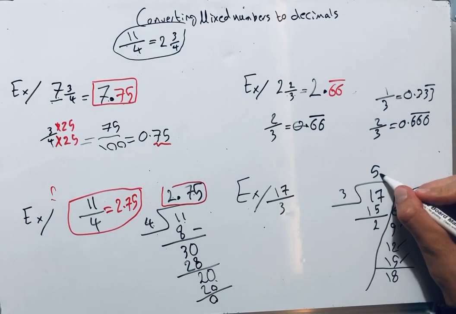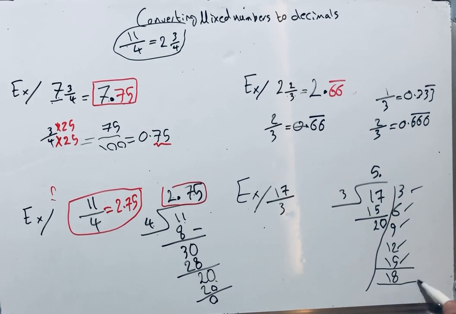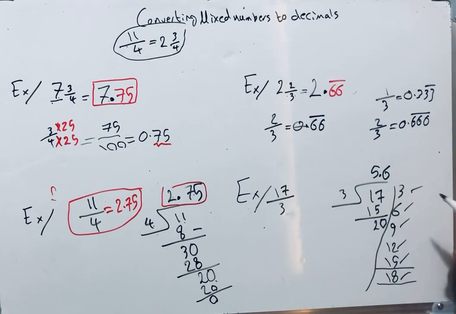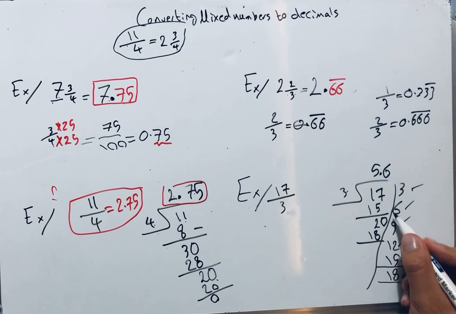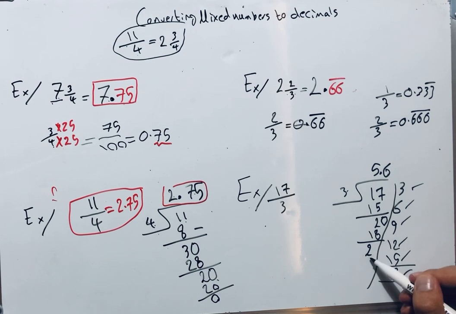None. So you put a point like that, and you add a 0. Now how many 3s in 20? If you use the same table I used, you're going to get 18 before 20, which is only 6 3s. Now 6 times 3 is going to be 18. You subtract, and you get 2.